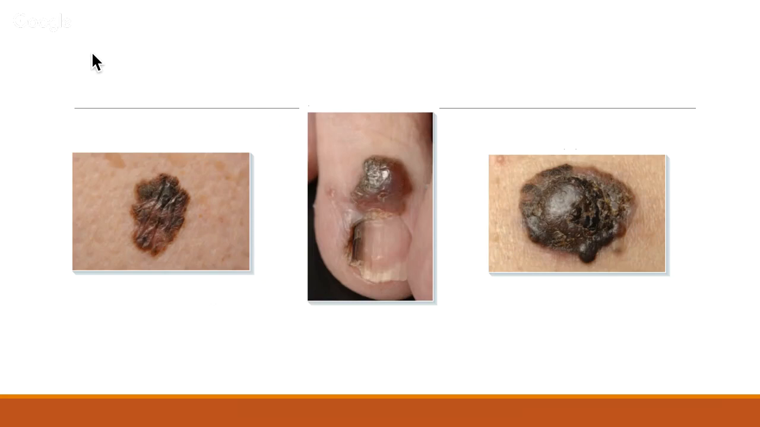Got a few different forms there. So the first one looks like a classical form of, yep, superficial spreading. The second one is affecting the nails. More common in dark-skinned individuals, not really related to UV radiation. Acral lentiginous. Yep. And then the last one, it's like dome-shaped. It's got the worst prognosis. Yep.